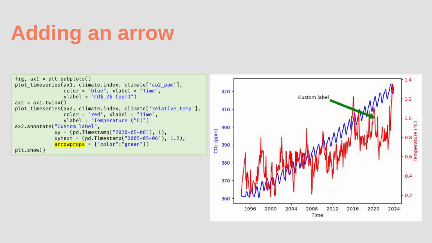To link the annotation text to the data point it's referring to, we can add an arrow. We do this by using the arrowprops keyword argument, which stands for arrow properties. This argument takes a dictionary that defines how the arrow should look. If we pass an empty dictionary, the arrow will use the default style. We can also customize the arrow's appearance. For example, in this case, we set the arrow color to green. There are many more ways to customize the arrow, and you can explore these options in the Matplotlib online documentation.